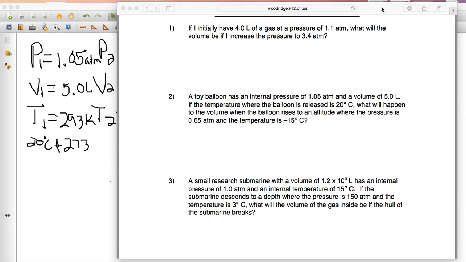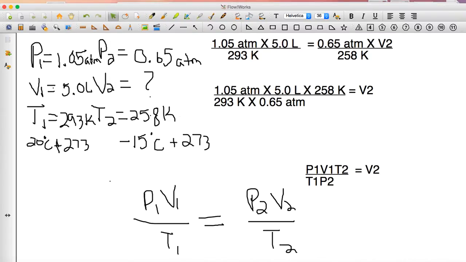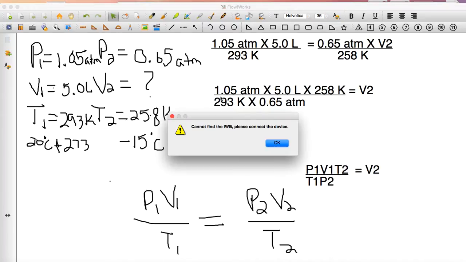So I took this information from problem 2 and put it on a slide over here. I knew our initial pressure, our initial volume, and our initial temp was 20 degrees Celsius, so I'm adding 273 to get 293 Kelvin. The pressure the balloon rises to is 0.65 atm, and the temperature is negative 15 degrees Celsius, so add that to 273 and you get 258 Kelvin. We're trying to find what the volume of that balloon is going to be.